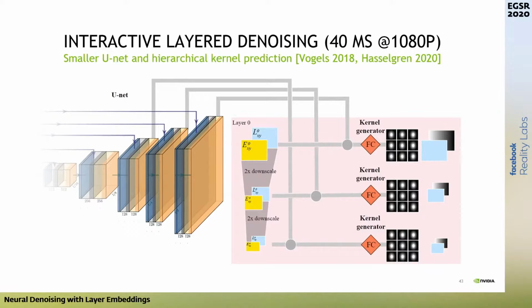I mentioned in the beginning that our final goal was interactive denoising. So we designed a scaled-down variant that exploits a smaller unit and so-called hierarchical kernel prediction that runs in about 40 milliseconds at 1080p. So it's not real-time, still interactive, but we're getting there. For more detail about this network, please refer to the paper.